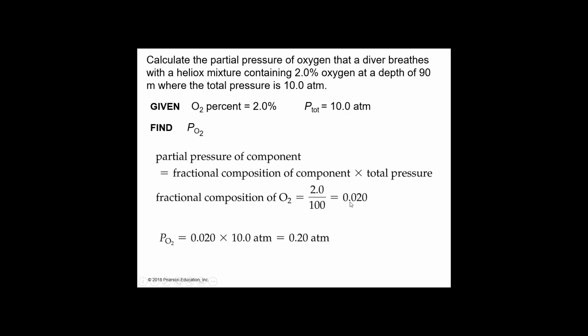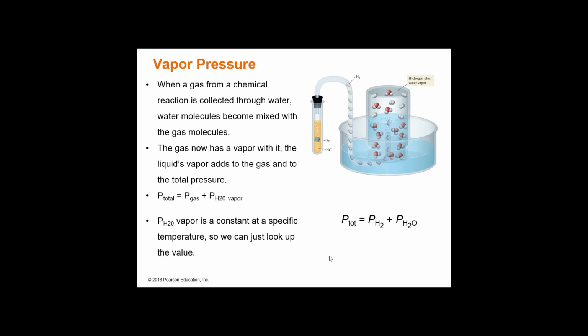It gives us our fractional composition, and then we multiply that by the total pressure of the system, and that gives us our partial pressure of oxygen is 0.20 atm. So this is not a difficult problem. There was a lot of information there to make it more wordy, to seem like it's intimidating, but it really isn't. Okay, so now we look at vapor pressure.